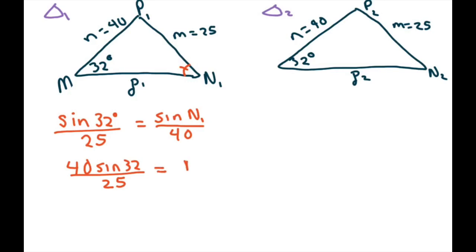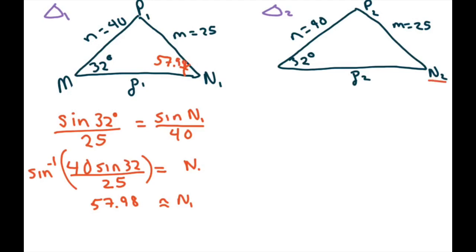Now we just want N, so I'm going to do inverse sine, or sine inverse. And you put that in the calculator just to solve for the angle, and you're going to get approximately, for our first angle, 57.98. So this would be 57.98.